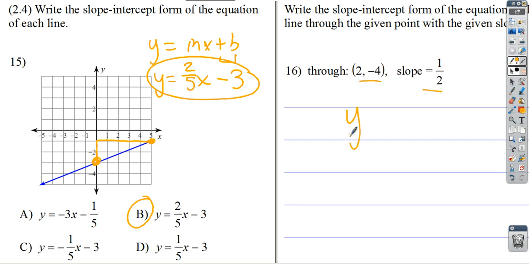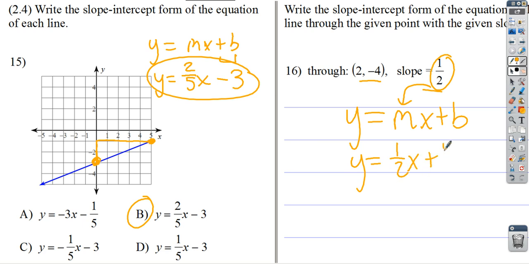Alright, this one says write the slope-intercept form of the equation of the line given this point and this slope. So here's our slope-intercept form. Okay, they gave us the slope already, so we can just plug that in right there. And the question is, how do we find the b? Because our final answer is supposed to have a number plugged in both for this and for this. The way that we find it is we use this information.